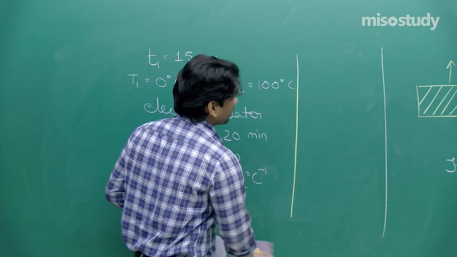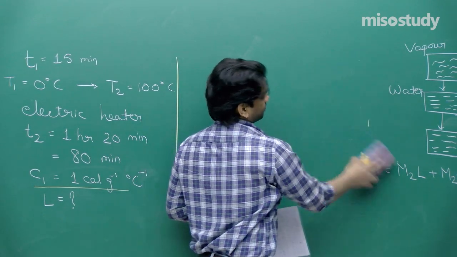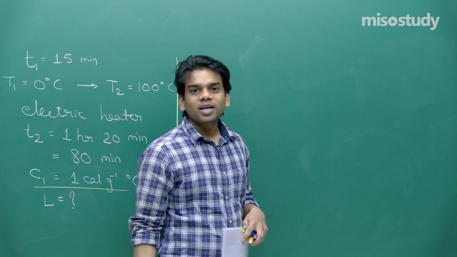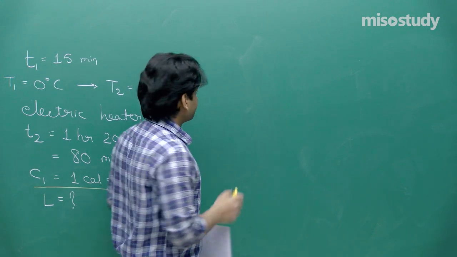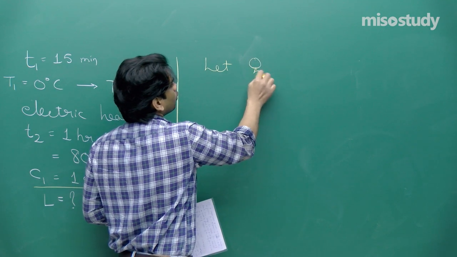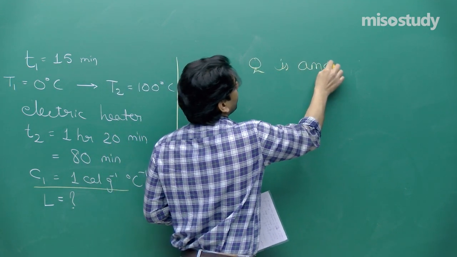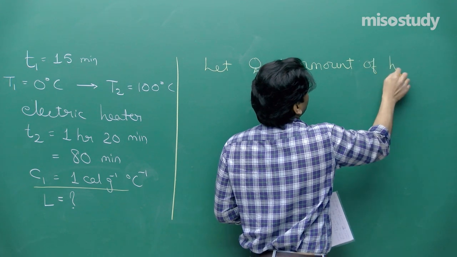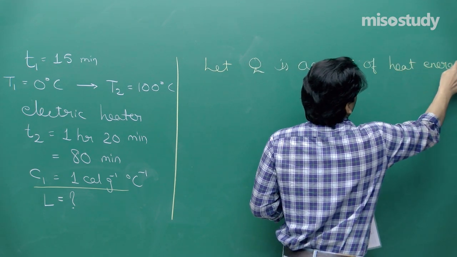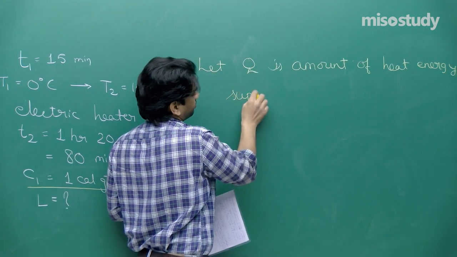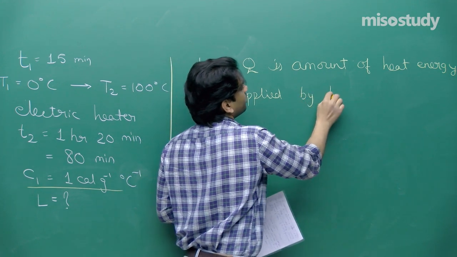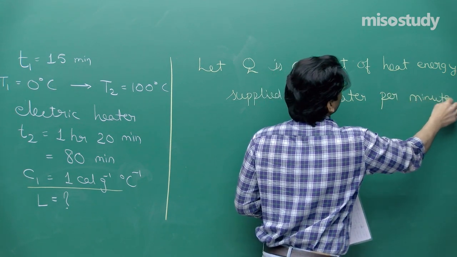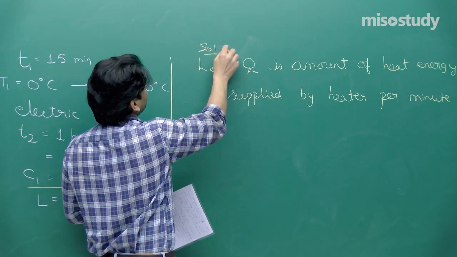So what is happening? Heat energy is supplied by the electric heater, and that heat energy is used in raising the temperature of water, and then you are actually converting it from liquid state to vapor state. So let's say Q is the amount of heat energy provided per unit time, per minute. Q is the amount of heat energy supplied by the heater per minute. Let's say we have taken this as the first information.